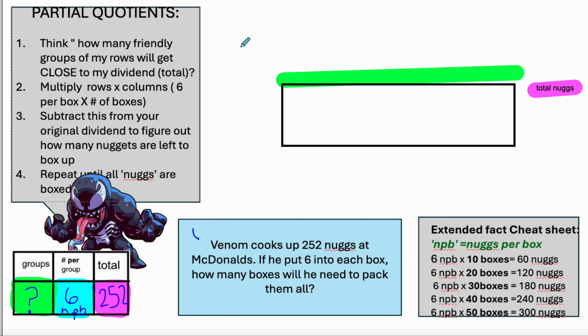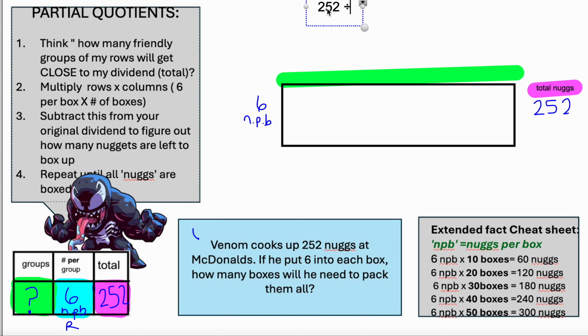All right. So I'm going to start with what we know. We know that there are 6 nugs per box, and that's going to become our rows. And we have a total of 252 nuggets. So I'm going to write that off to the side. Really, that's kind of the total amount that's going to go inside our area model, but we're not going to write that in yet. Let me erase that.